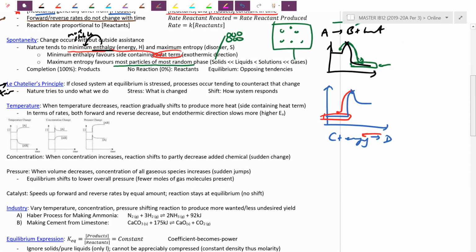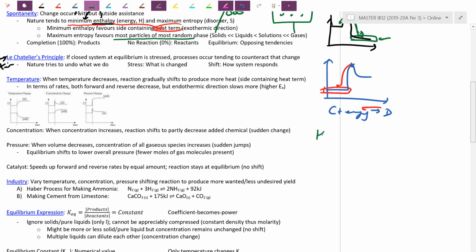There are a few reactions for you to memorize. The Haber process is one of them here. The Haber process was done about 100 years ago now.